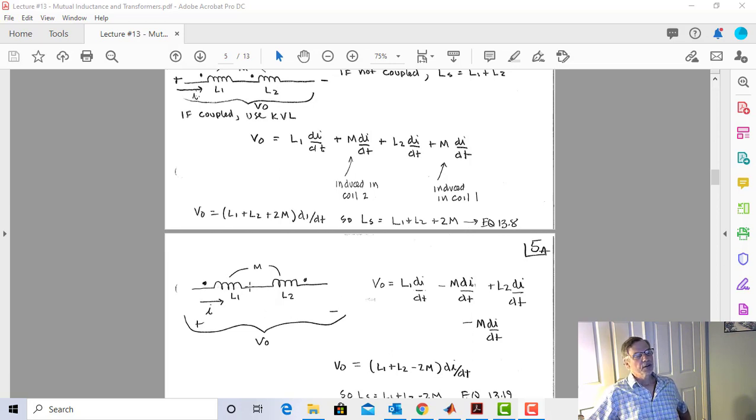But now the current into L2 is going into the non-dotted terminal. So it's going to make the non-dotted terminal here more positive. So I'm going to have a minus to plus.